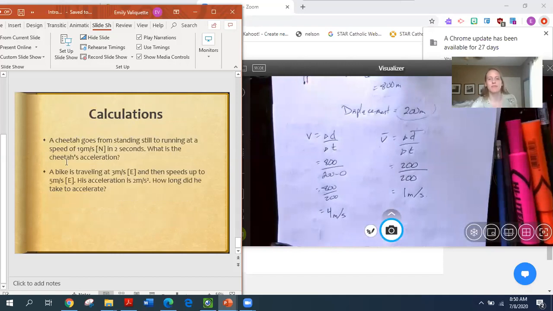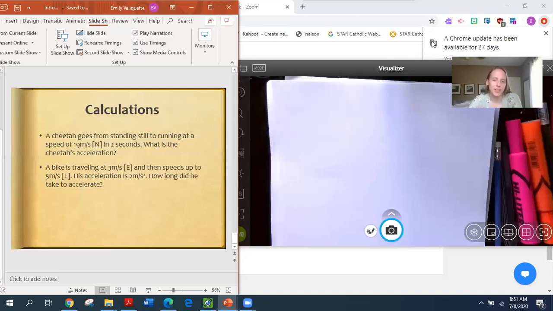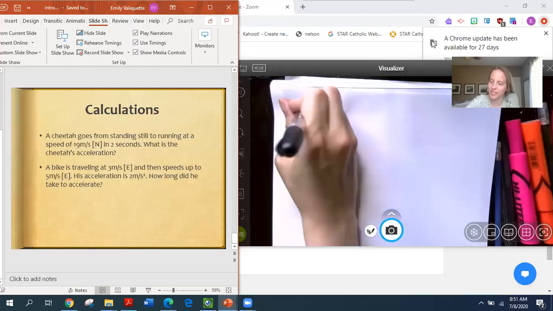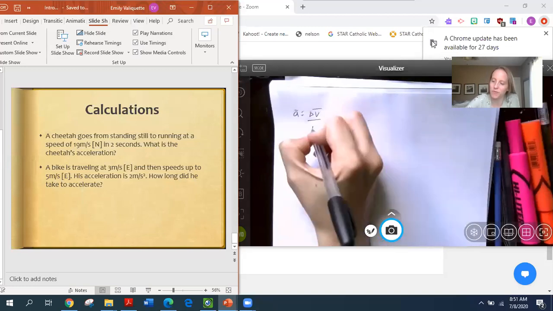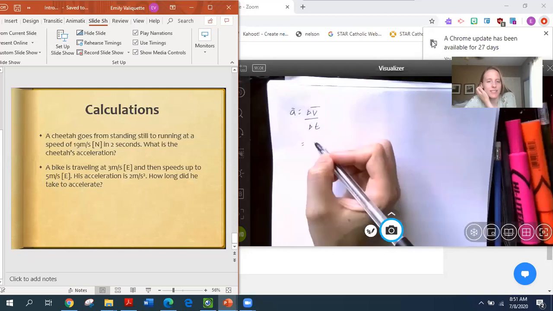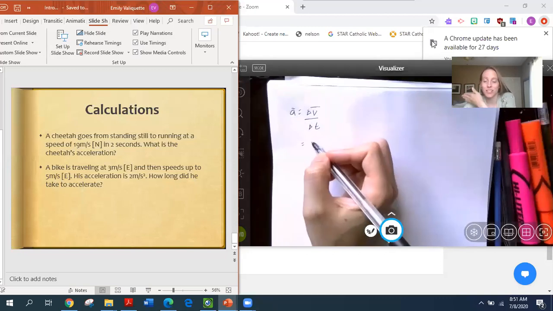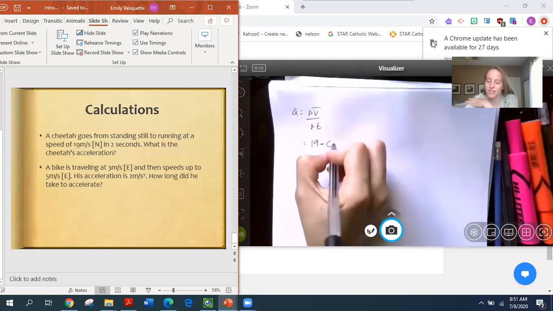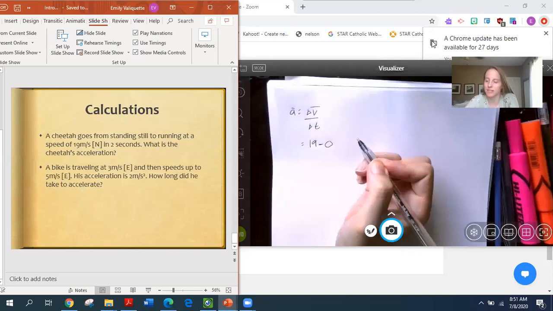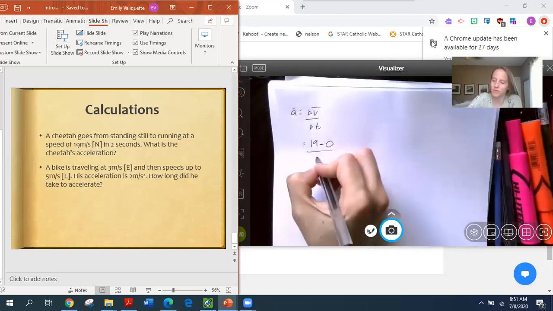So let's practice some of these calculations here. In the first example, it says a cheetah goes from standing still to running at a speed of 19 meters per second north in 2 seconds. What is the cheetah's acceleration? So my formula for acceleration is a change in velocity over a change in time. The cheetah ends up going at 19 meters per second. It starts off going 0 meters per second because it's at a standstill. And this happens over the course of 2 seconds.